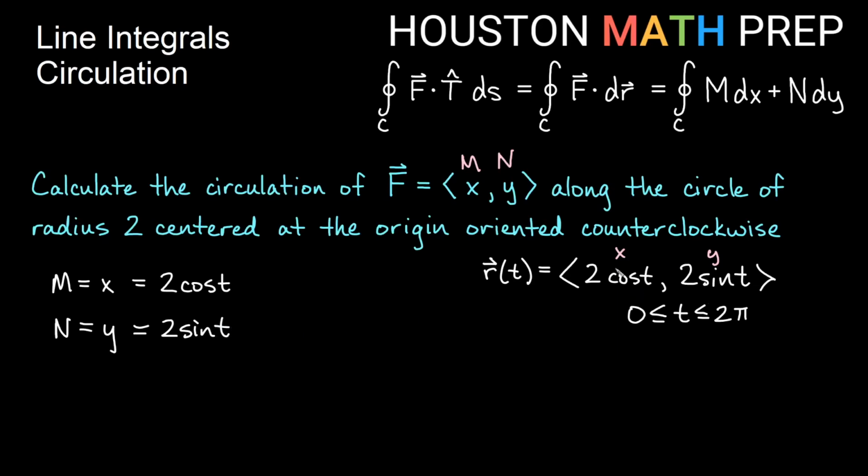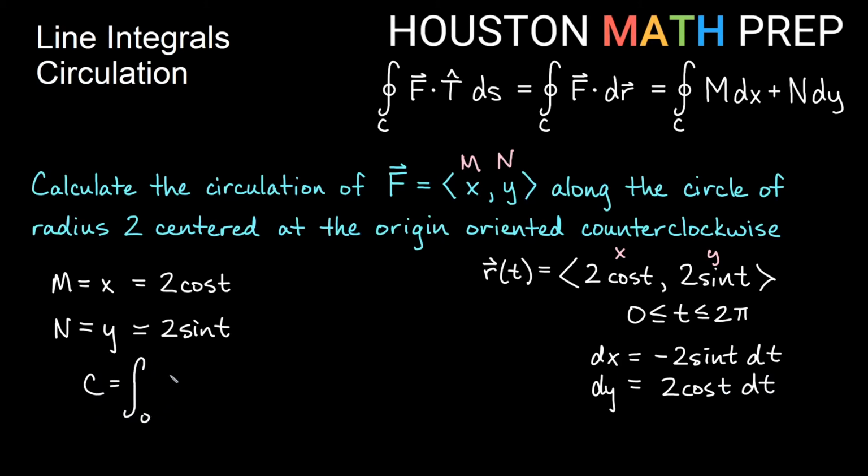And we'll get the same dx and dy that we got last time because we're using the same curve, right? So dx here is going to be negative 2 sine of t dt, and dy is going to be 2 cosine of t dt. Okay, so we have everything we need, and now we just write our integral down and calculate that. So we'll get the integral, our circulation, will be from 0 to 2 pi.